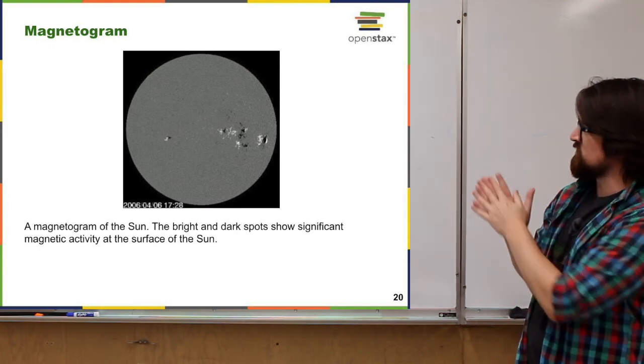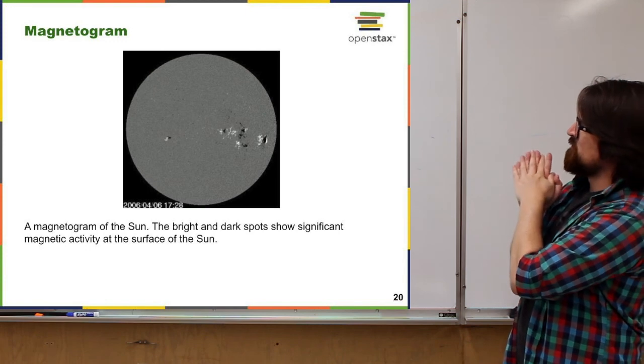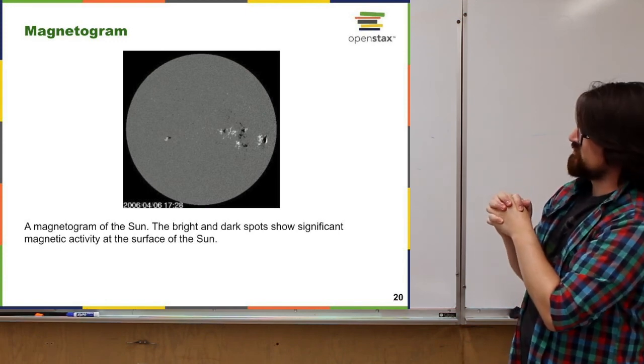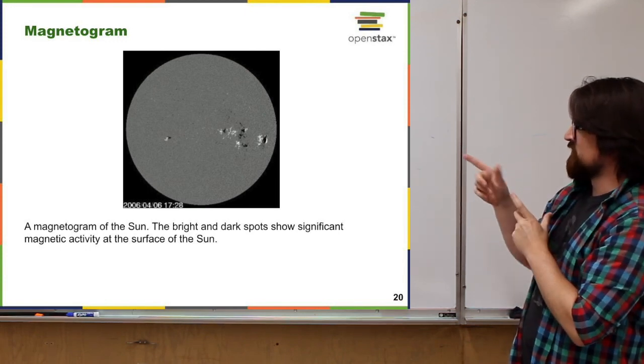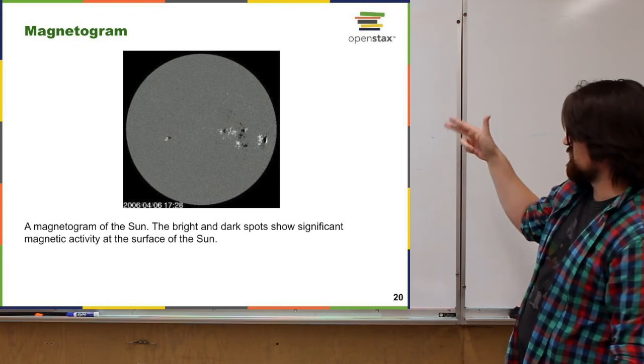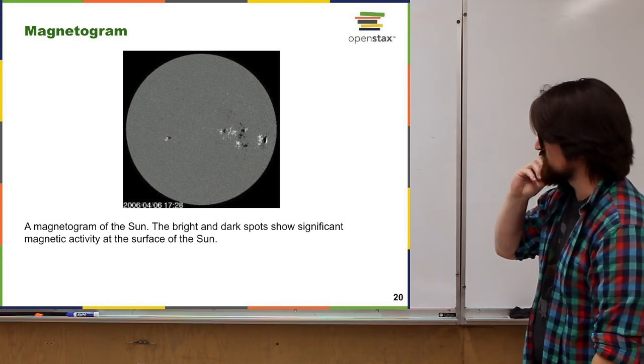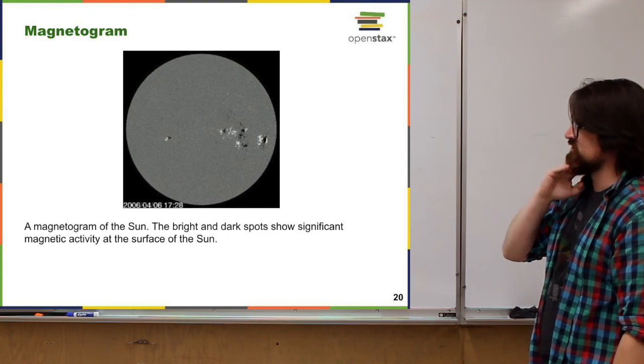You can do this analysis and make these magnetograms, cool name, of the magnetic field on the sun. These bright and dark areas are showing very strong magnetic fields, or lots of magnetic activity.